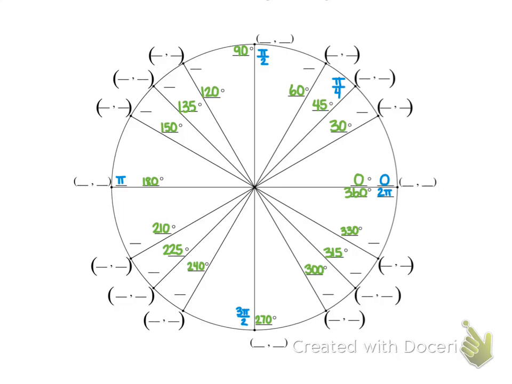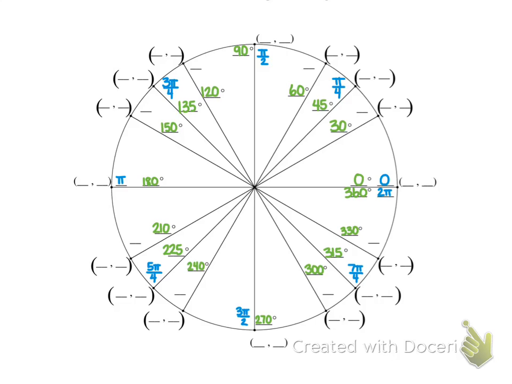Okay, now we're going to do the pi over 4, so these are in fourths. So 1 pi over 4, straight up would be 2 pi over 4, 3 pi over 4, straight across is 4 pi over 4, which is 1 pi, 5 pi over 4, 6 pi over 4 is the same as 3 pi over 2, 7 pi over 4, and then back around would be 8 pi over 4, which is 2 pi. Okay, so think of it as a fourth.